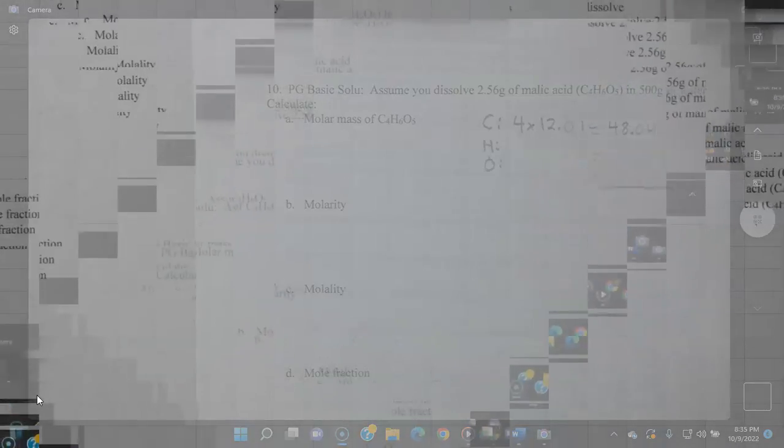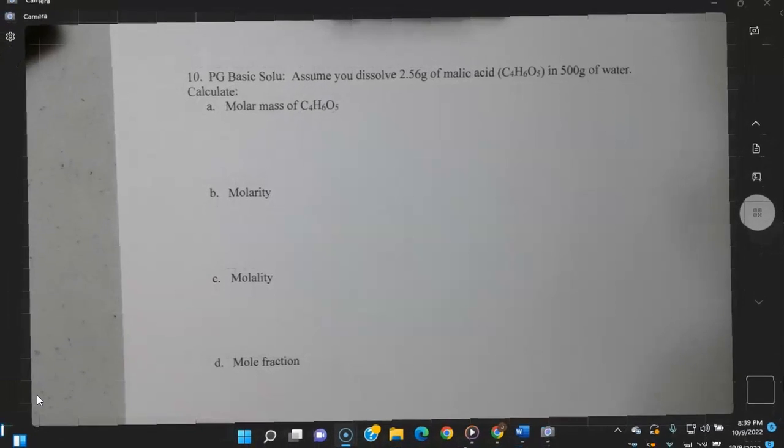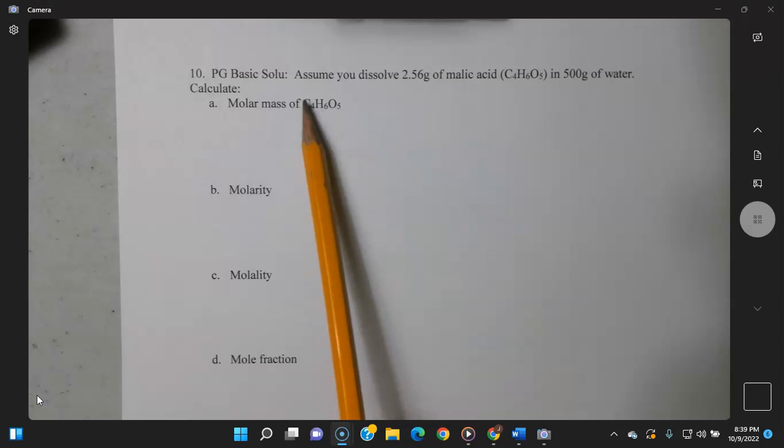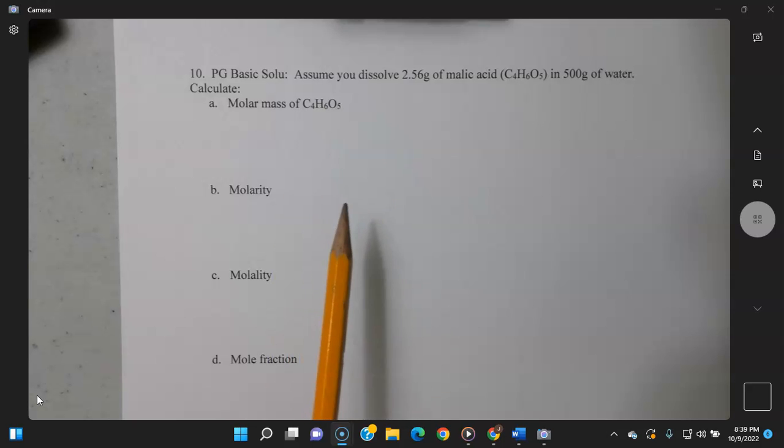Okay, number 10 I'm going to leave for you to do, and I can help you in tutoring either Monday or Tuesday before school and after school on Monday. Tuesday, not after school unless it's late, after my club is out. So first of all, molar mass of this should be automatic to you by now.